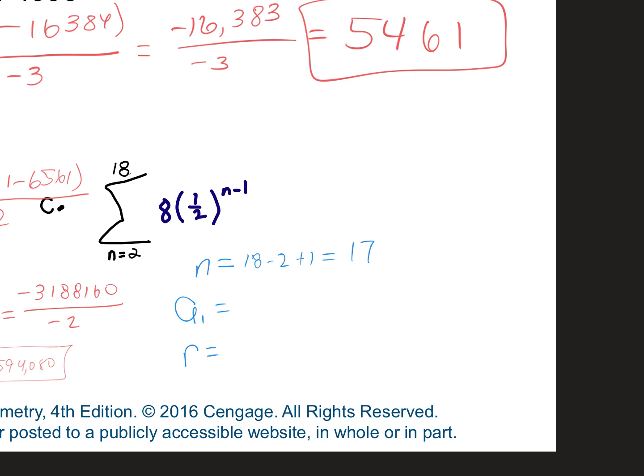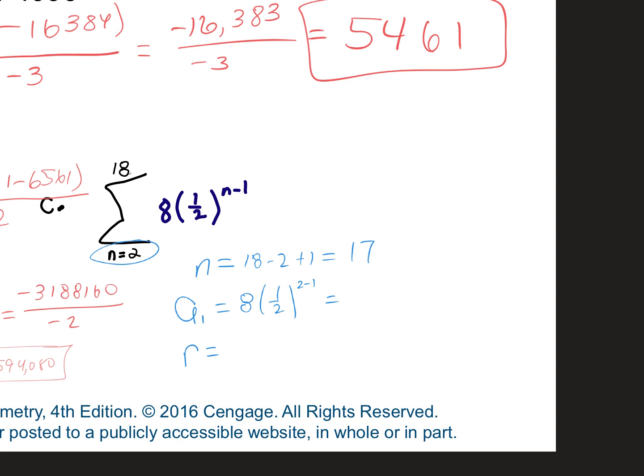So then a1, how do I figure out what the first term is? Plug in 2. This is telling me to start off with 2. So I have 8 times 1/2 to the 2 minus 1 power. So think about this, guys. What is 2 minus 1?